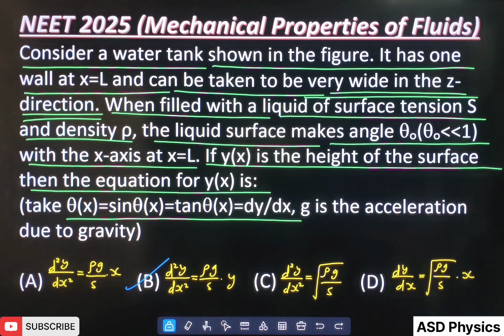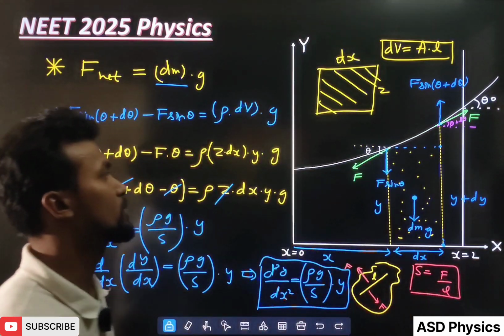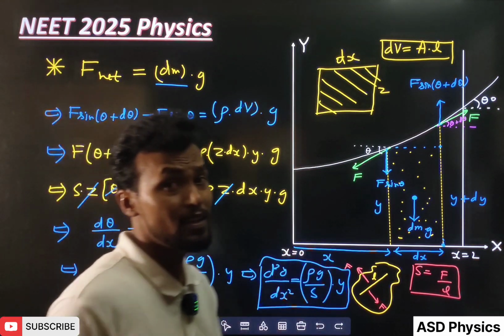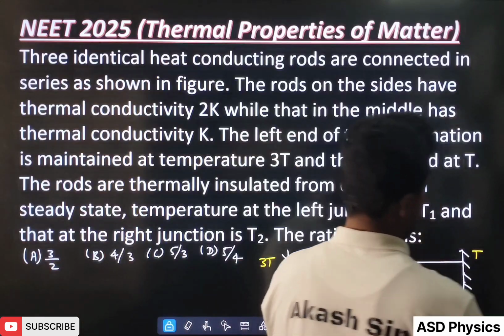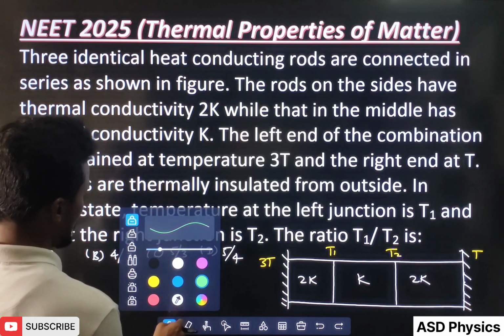Little bit complex question, okay? This kind of question generally doesn't come in exams, but anyhow, see in how beautiful a way we have solved it by using the basics of liquid rise in a capillary. Next question belongs to the thermal properties of matter here, okay?